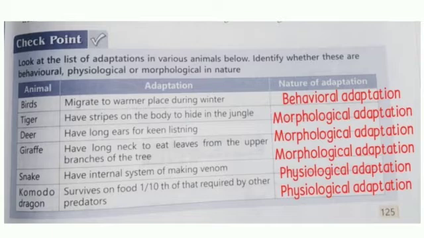Snakes have internal system of making venom. Internal system means physiological adaptation. Komodo survives on 1/10 of the food required by other predators. This is also internal, so it is physiological adaptation. Hope you understood. What we can see is morphological, what is inside the body is physiological, and what we see in the behavior of the animal, that is behavioral adaptation.